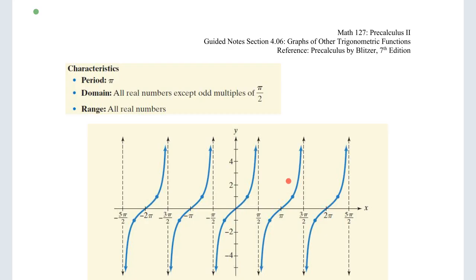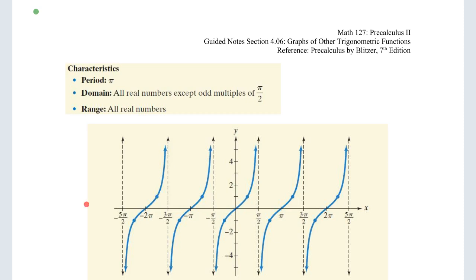Okay, and then for the range, as you can see, they are extending upward and then downward infinitely, so therefore the range would be all real numbers. Remember that the tangent function is an odd function, which means it has odd symmetry. That means if you reflect this graph over the origin, it will give you exactly the same location of the point. And then again, of course, those vertical asymptotes, which are the odd multiples of pi over 2.